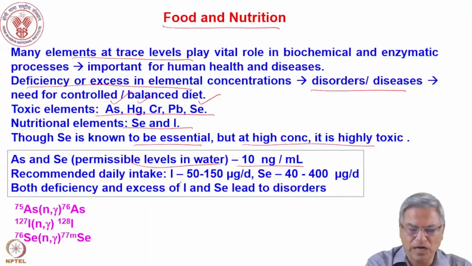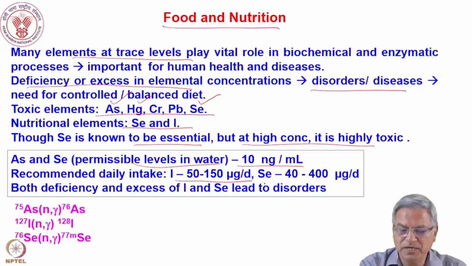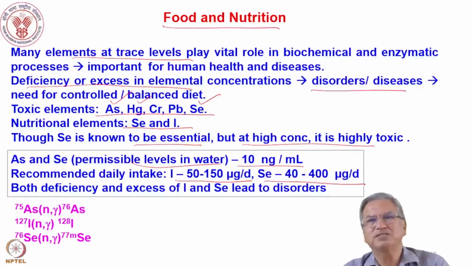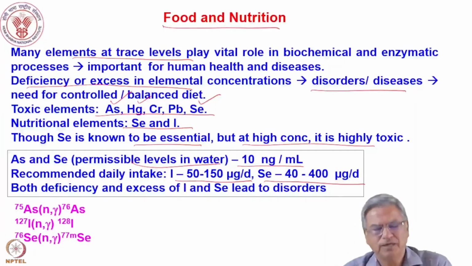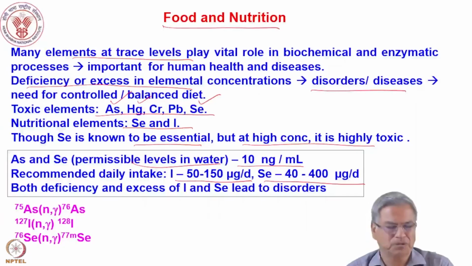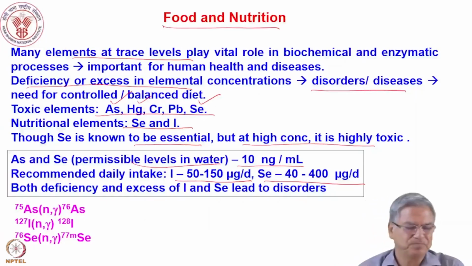For example, for iodine, we have 50 to 150 microgram per day. For selenium, people have been taking this kind of concentrations. And so these are elements that, if they are in deficiency in our body, can lead to problems. If there is an excess, they become toxic. They can lead to even thyroid disorders due to iodine problems.